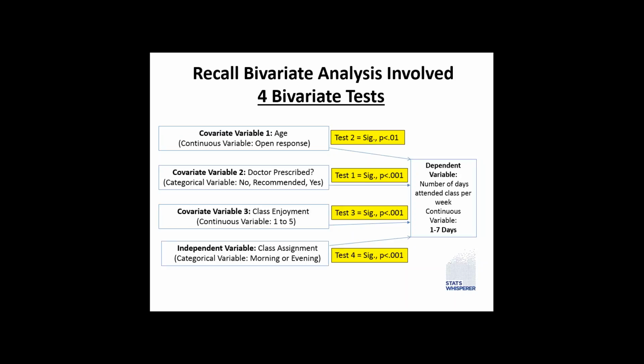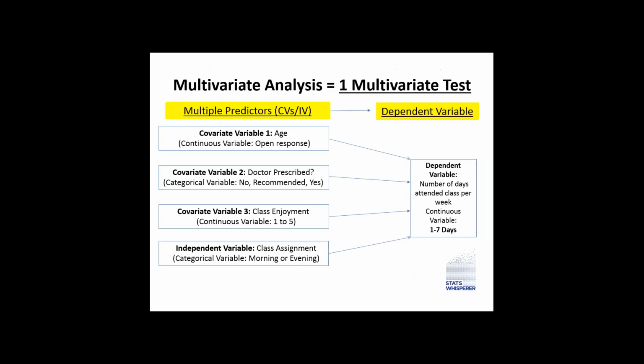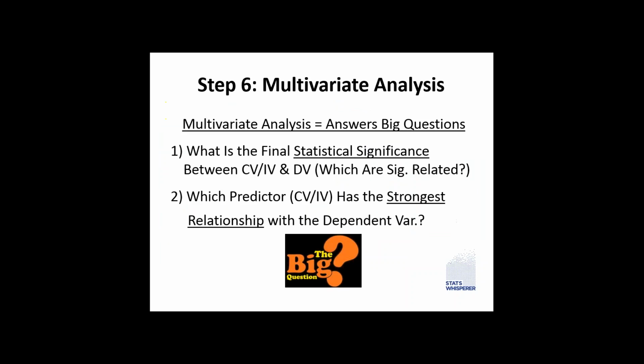So now consider this. Consider when we did bivariate analysis, we used 4 separate bivariate tests, right, to relate each predictor to the dependent variable. However, here in multivariate analysis, we'll be doing one test, specifically regression, where we regress all the predictor variables, all 4, upon the dependent variable all at the same time. So it's one test. And it's going to answer the big question, right?